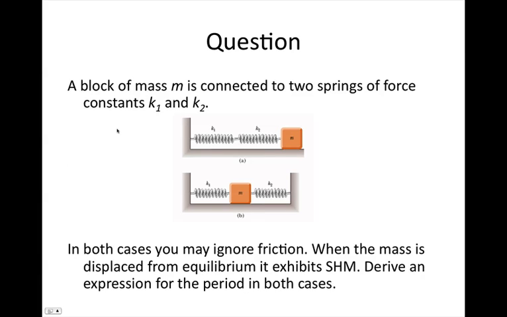Okay, and the final question. We had a demonstration of part B in lectures. A block of mass M is connected to 2 springs of force constants K1 and K2. This can be done in 2 ways. In part A, they're connected to each other with the mass on the end. In part B, the mass is connected between the 2 springs. We're allowed to ignore friction in both cases. When the mass is displaced from its equilibrium, it exhibits simple harmonic motion. Derive an expression for the period in both cases.